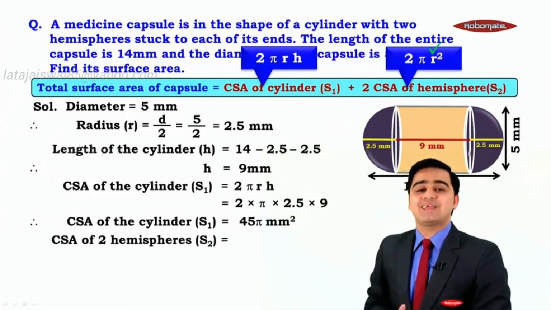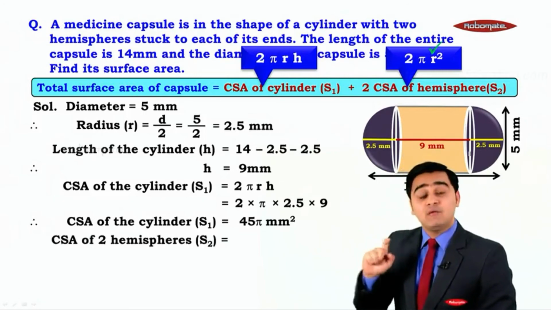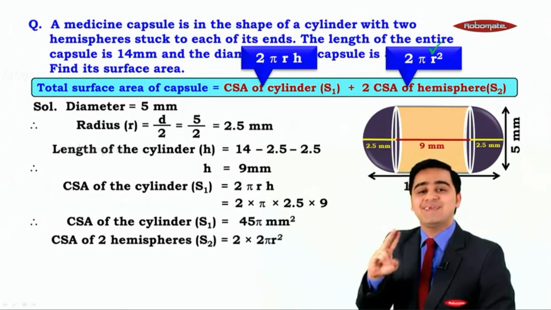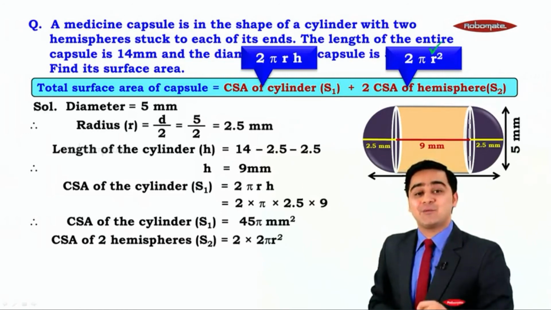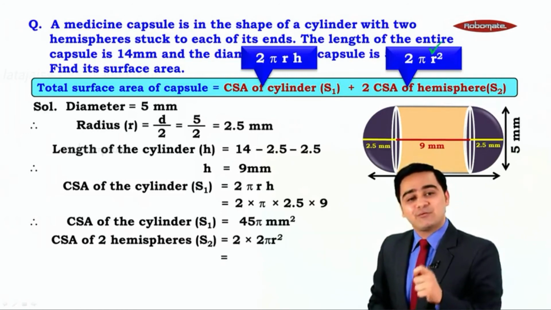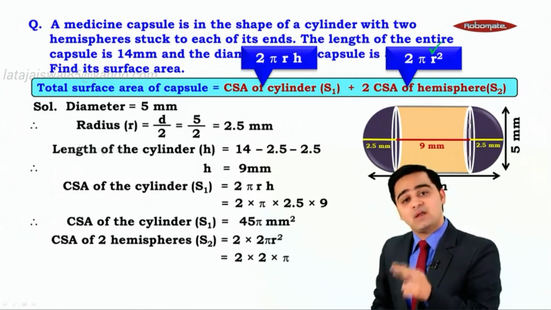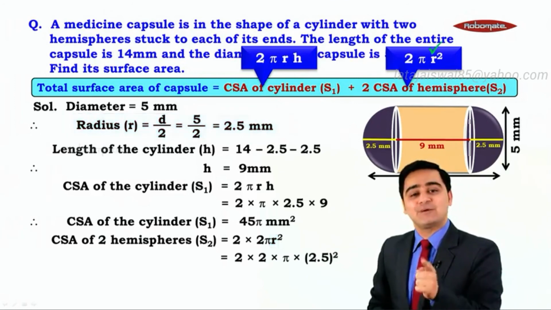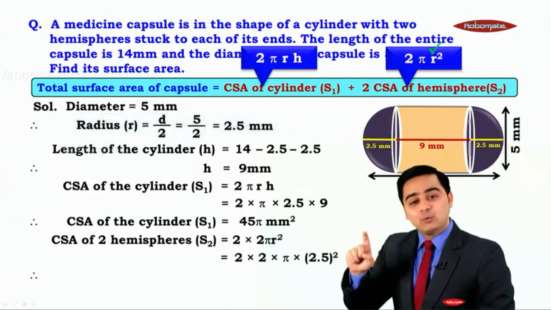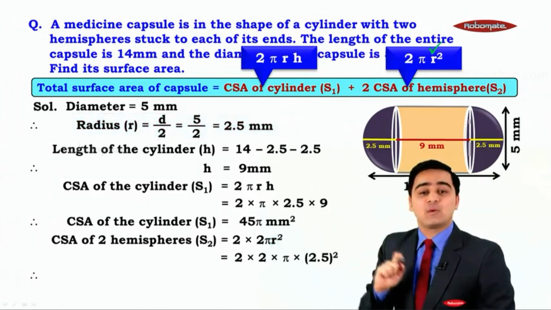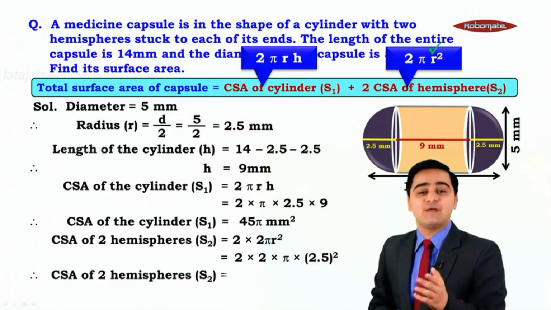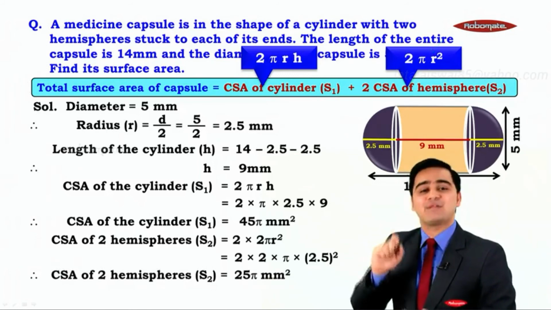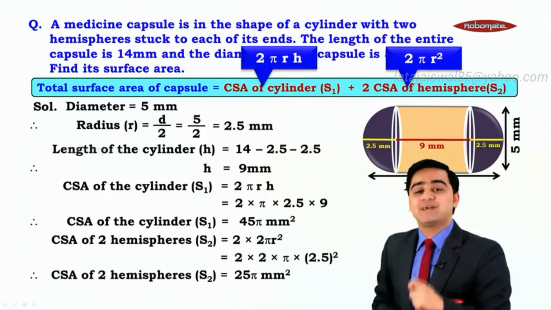Next, let us calculate curved surface area of two hemispheres. We know that curved surface area of one hemisphere is 2 pi r square. So the curved surface area of two hemispheres is equal to 2 into 2 pi r square. Now let us substitute the values. In place of 2, we'll write 2. In place of 2, again we'll write 2. Pi will be pi. r, we know, yes, it is 2.5. So we'll write 2.5 the whole square. Observe, 2 into 2 is 4, 2.5 the whole square is 6.25, and 6.25 into 4, yes, it is equal to 25 pi. So we have curved surface area of two hemispheres equal to 25 pi millimeter square.